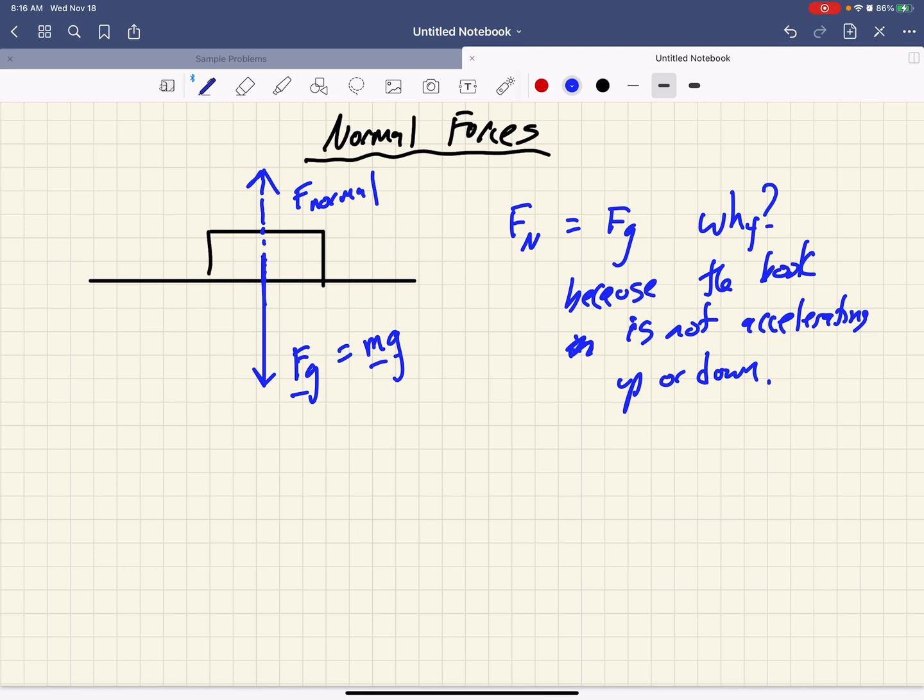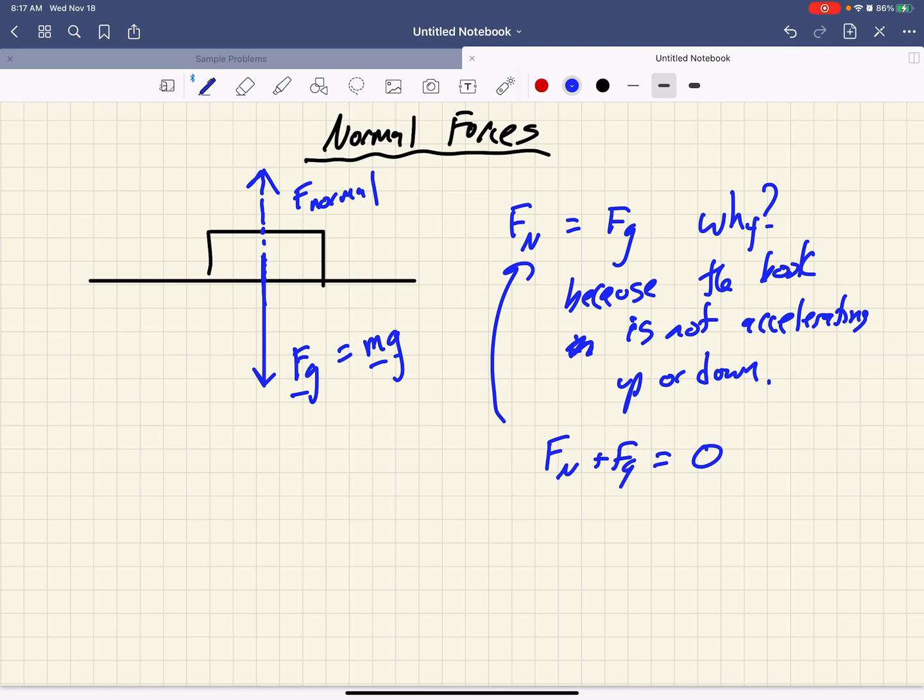So this is an important concept for physics and for this unit: if the book is not accelerating, then these forces must be equal. They must be canceling each other out. Or another way to say that is if you add up all the net forces, Fn plus Fg, the net result is 0, which is really just saying the same thing, that these two things have to be equal. They just go in opposite directions.